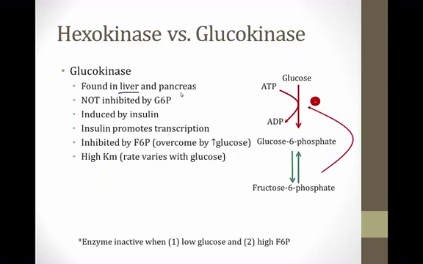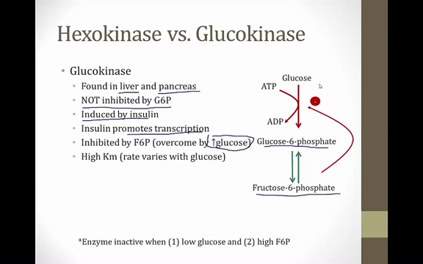Glucokinase is found in the liver and also in the pancreas, and it has a couple of important differences from hexokinase. First of all, it is not inhibited by glucose 6-phosphate, and it is induced by insulin. In fact, insulin can promote transcription of this enzyme at a genetic level. Now, even though it isn't inhibited by glucose 6-phosphate like hexokinase, it can be inhibited by fructose 6-phosphate, which is the next molecule down the line in glycolysis. This inhibition, however, can be overcome by high levels of glucose, and let's talk about the implications of that.